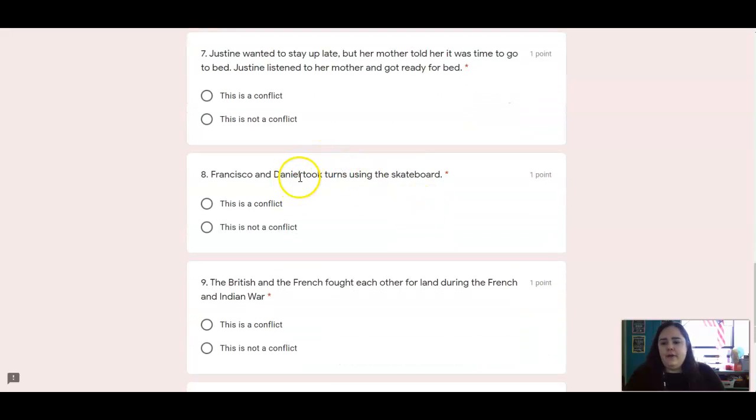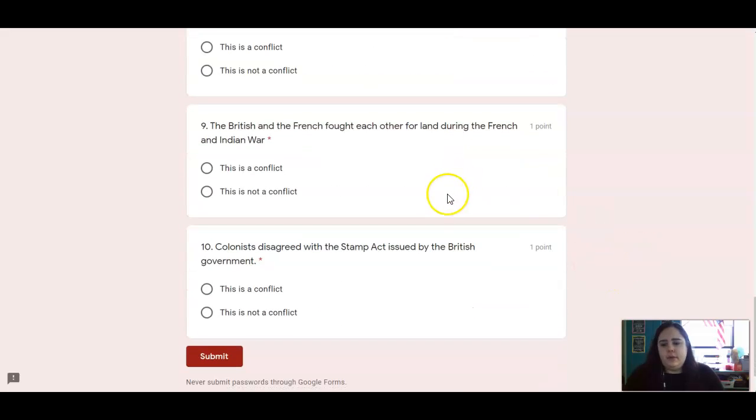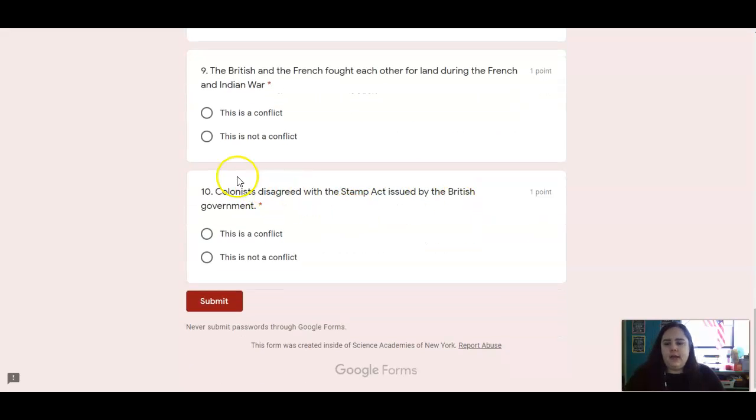Number 8, Francisco and Daniel took turns using the skateboard. Number 9, the British and the French fought each other for land during the French and Indian War. And number 10, colonists disagreed with the Stamp Act issued by the British government.